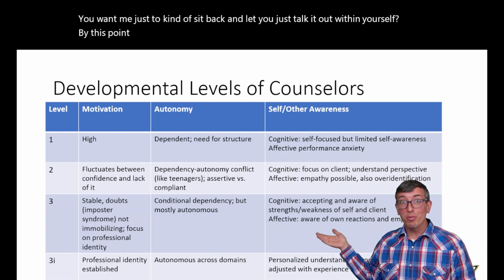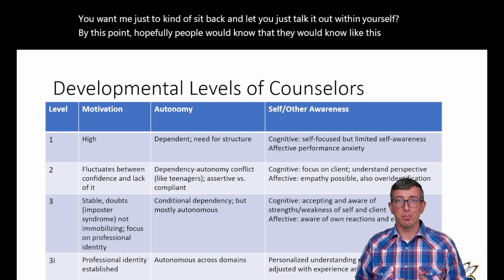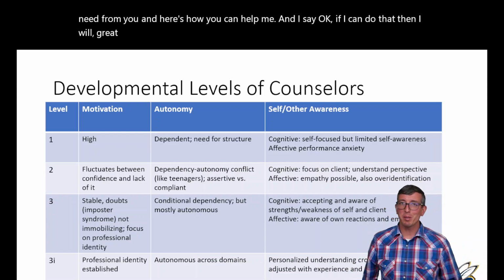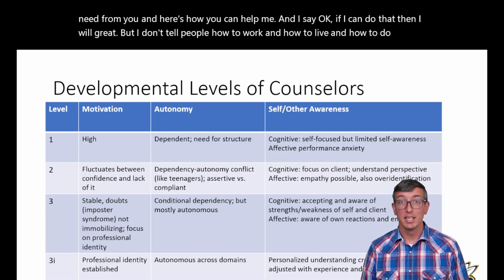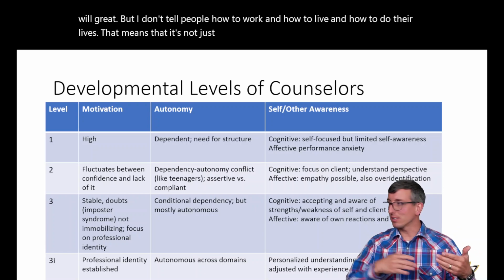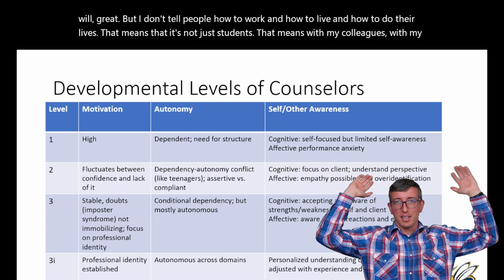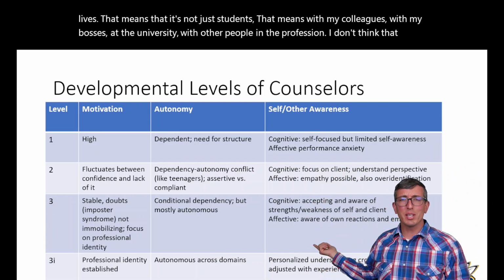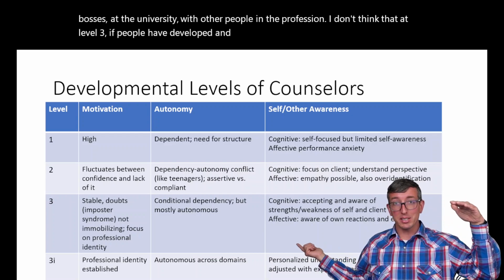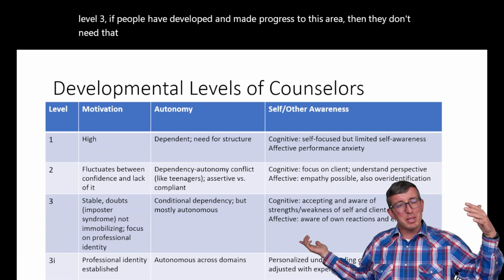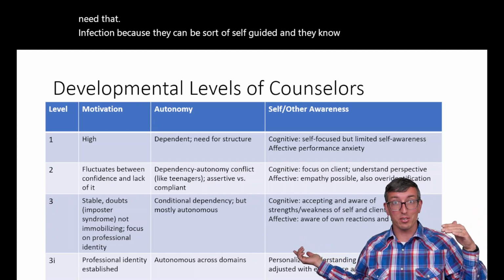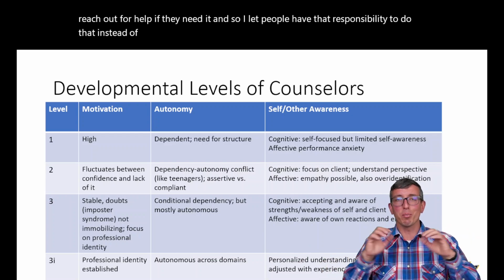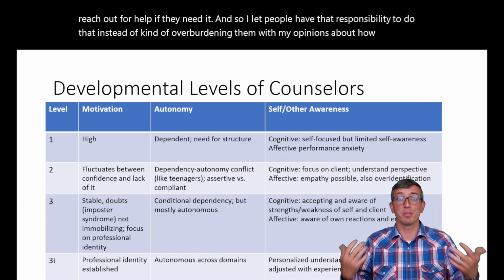By this point, hopefully people would know that. They would know, this is what I need from you and here's how you can help me. And I say, okay, if I can do that, then I will. Great. But I don't tell people how to work and how to live and how to do their lives. That means it's not just students. That means with my colleagues, with my bosses at the university, with other people in the profession. If people have developed and made progress to this level, they don't need that direction, because they can be self-guided and they know who and when to reach out for help if they need it. I let people have that responsibility instead of overburdening them with my opinions about how things work and what people should be doing.